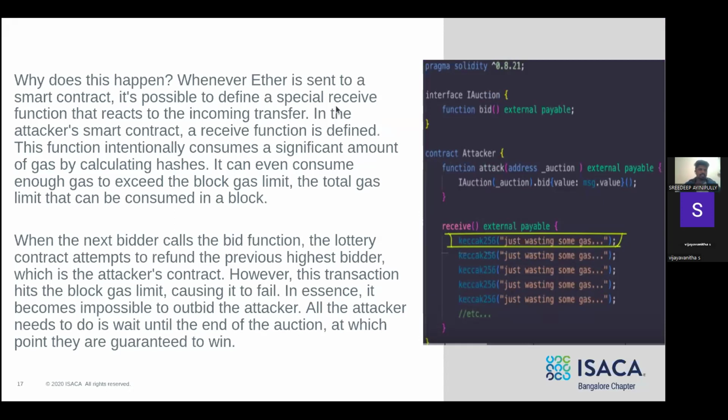Okay, so why does this happen? Whenever ether is sent to a smart contract, it is possible to define a special receive function that reacts to the incoming transfer. In the attacker's smart contract, a receive function is defined. So here, see, this is the receive function. As I told, the receive function is something you have to use very carefully. It's a special function which is only seen in Solidity.